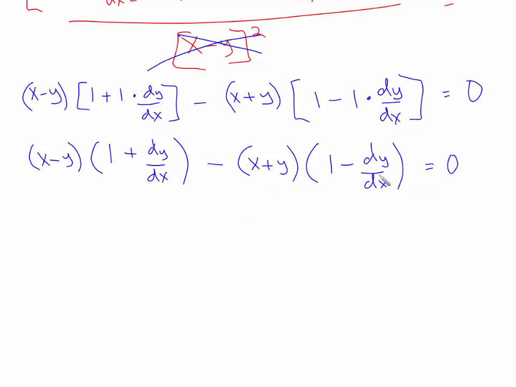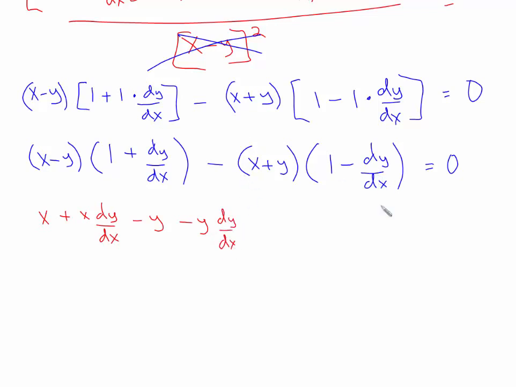And then you should recognize what you need to do here. You need to FOIL this right here. So x times 1 gives you x, and then we get plus x dy dx. Then negative y times 1 gives you negative y. Negative y times dy dx gives you negative y dy dx.